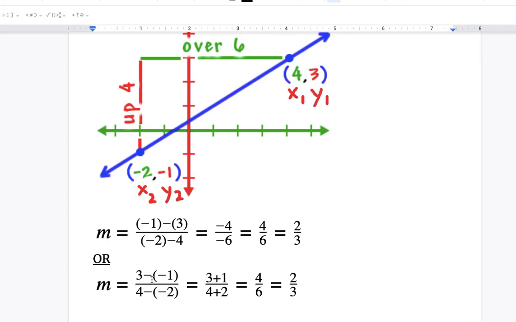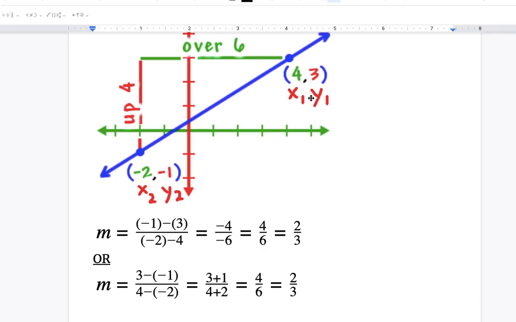So the other thing I could do is take my top point and subtract my bottom point, but it has to follow the same order. So 3 minus negative 1 on top and 4 minus negative 2 on the bottom. And that'll become 3 plus 1 over 4 plus 2, or 4/6 or 2/3.